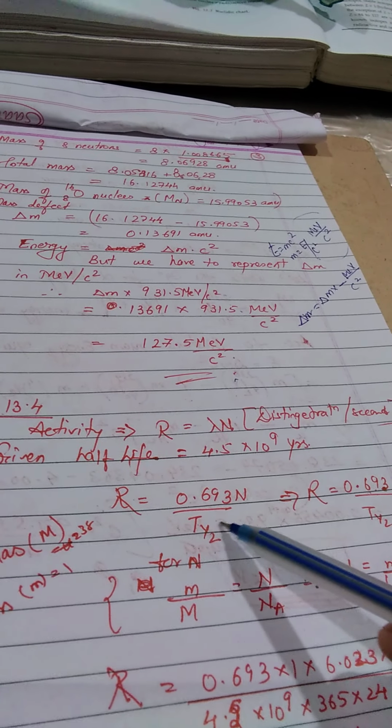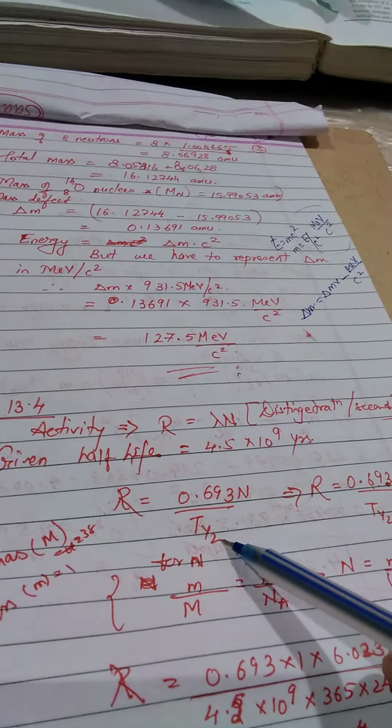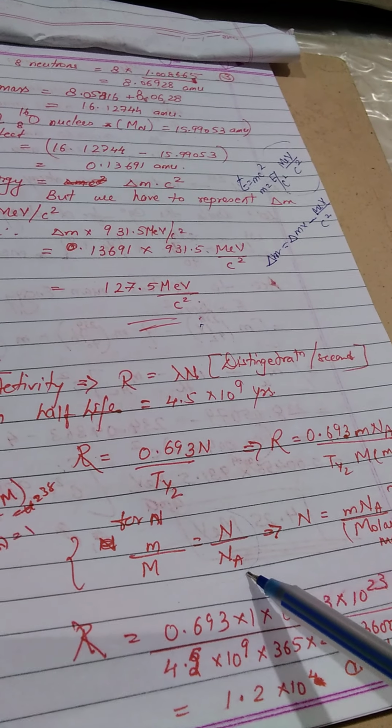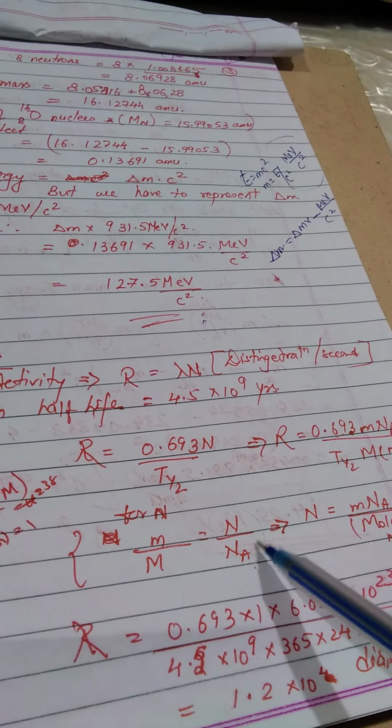The value of lambda is a constant: 0.693 upon the half-life period, that is T to the base half, multiplied by N. Now what is N? It is capital N. So capital N is calculated with respect to an equation which we have studied, that is, the mass upon the molar mass, which will be equal to N upon the Avogadro's number. So this is the relation which will establish the value of N. From this equation, if I try to find the value of N, it will be N_A upon the molar mass, that is capital M.